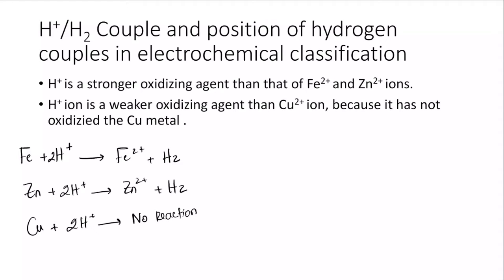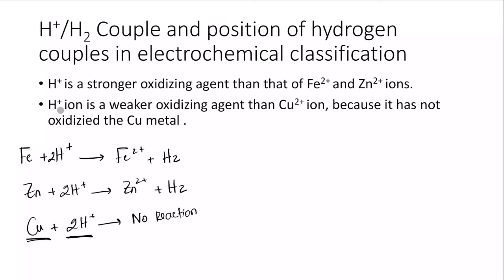We have no reaction. This means that these two elements don't work together if the hydrogen was an ion and the copper was a metal. So if we want to interpret this, hydrogen is a stronger oxidizing agent than Fe2+ and Zn2+. Hydrogen H+, when I say hydrogen I mean H+, is a stronger oxidizing agent than Fe2+ and Zn2+.